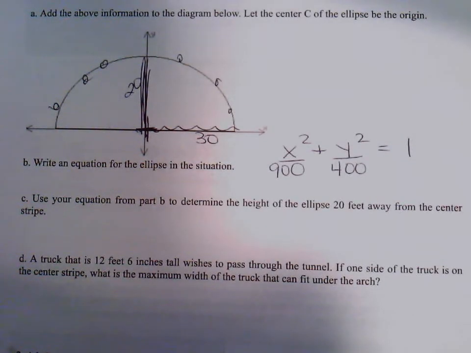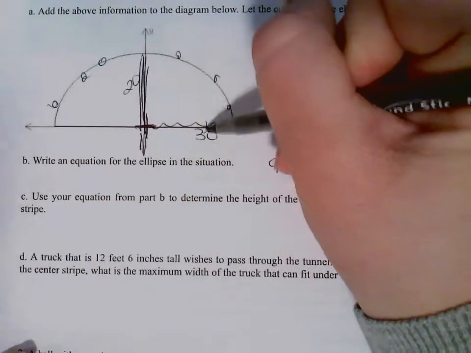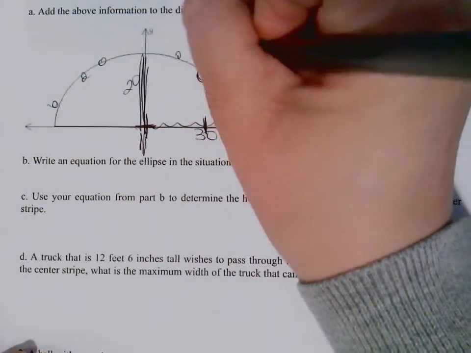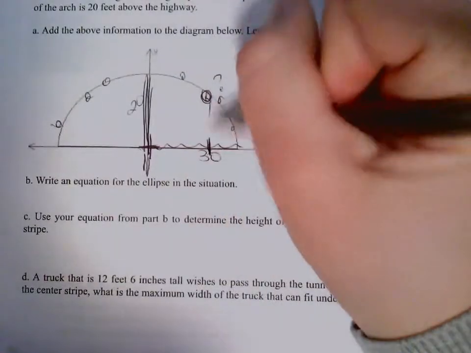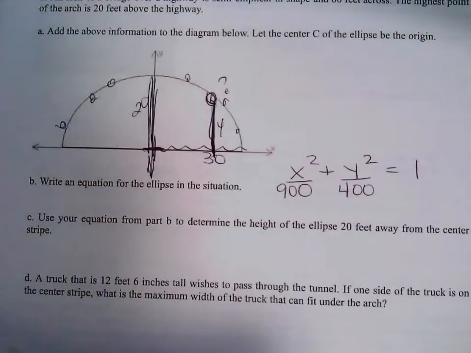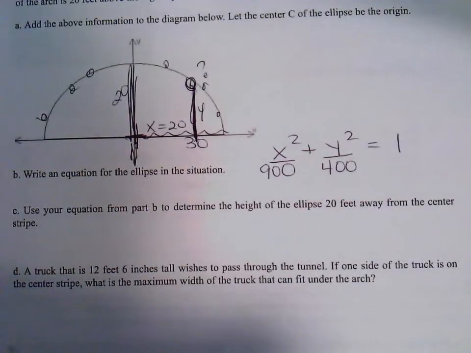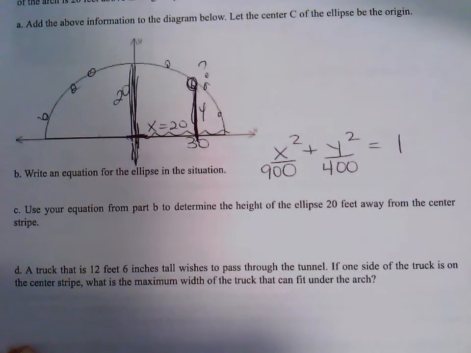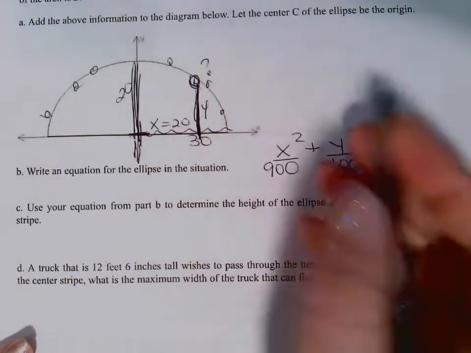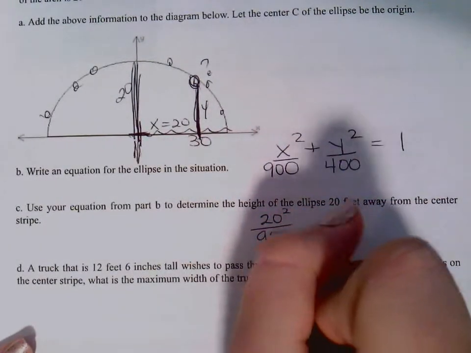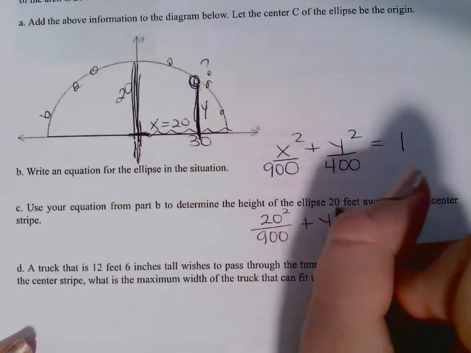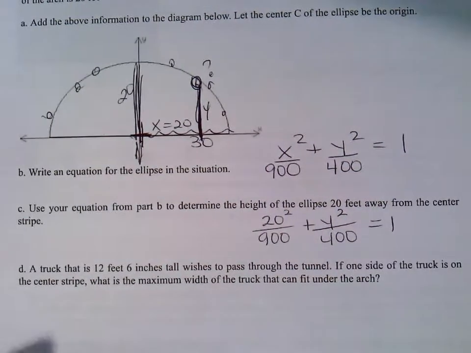Use your equation from part B to determine the height of the ellipse 20 feet away from the center stripe. Here's the center. Here would be about 20 feet away. They want to know this height right here. They want to know y, and they're telling you that x is 20. If you know one of the points for an equation, you can plug that in to find the other point. So I'm going to plug 20 in for x: 20 squared divided by 900 plus y squared divided by 400 has to equal 1.